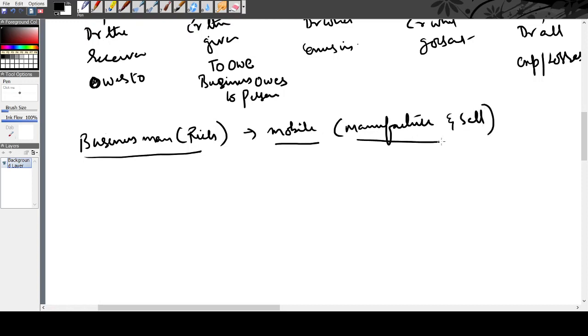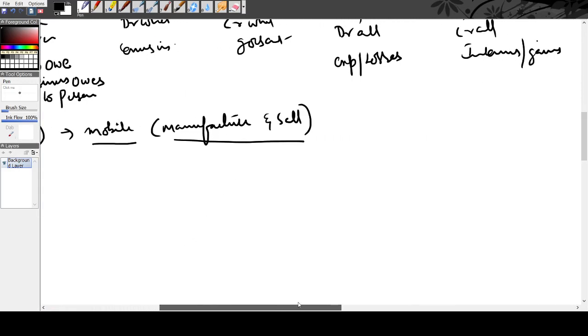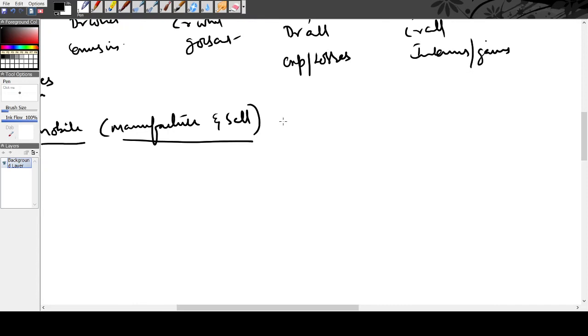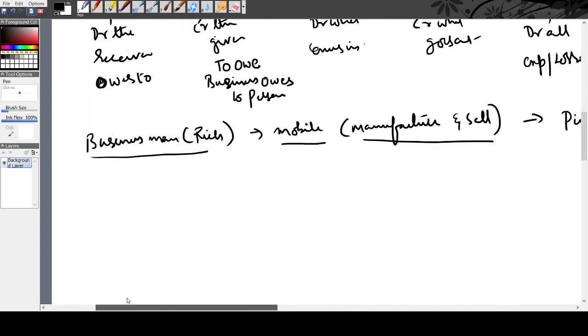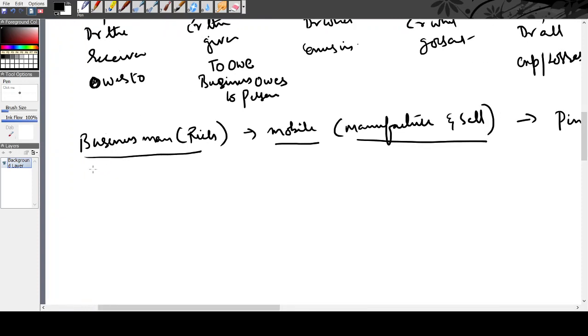Now let us say he has incorporated a company. He has registered a company to do the business. We call it Pineapple Mobiles Private Limited. So he has started a company with the intention of doing the business of manufacturing and selling of mobile phones. Let us see what are the various transactions he is going to do and how to record them.